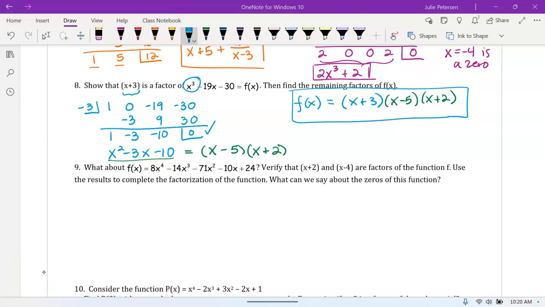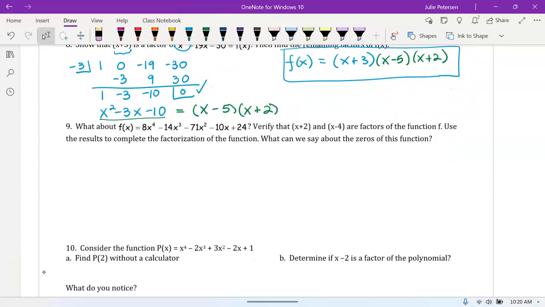Okay, so let's take a look at number 9. Here we've got a quartic, a degree 4 function. And we're going to verify that x plus 2 and x minus 4 are factors. And then we'll use our results to get a full factorization of the function and identify the zeros. So let's go ahead and get started.